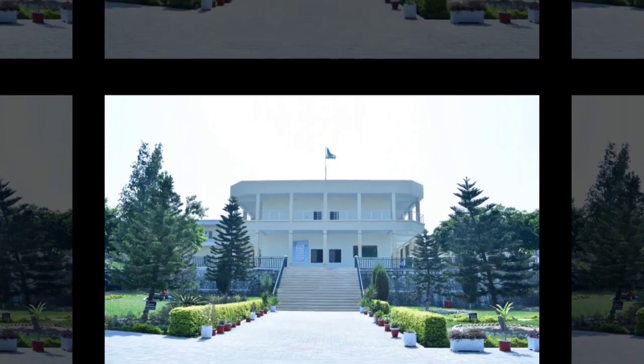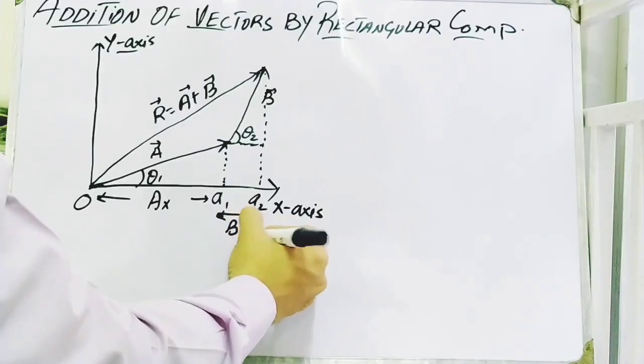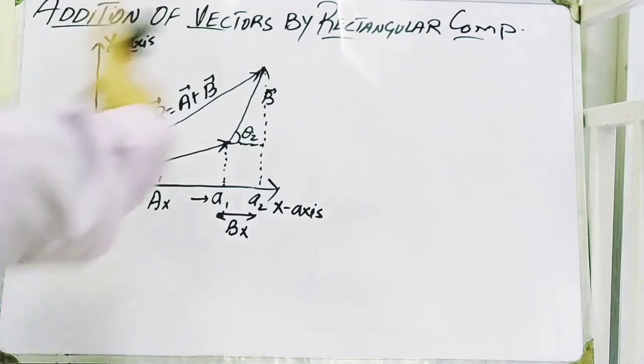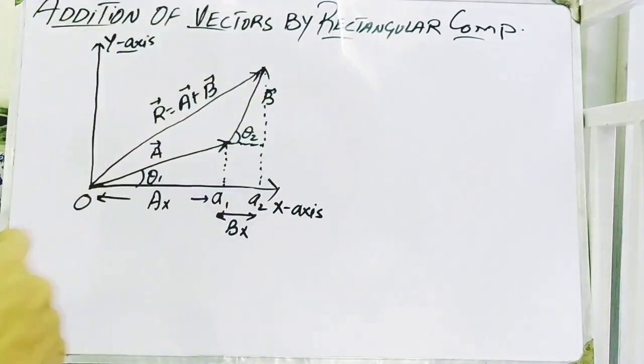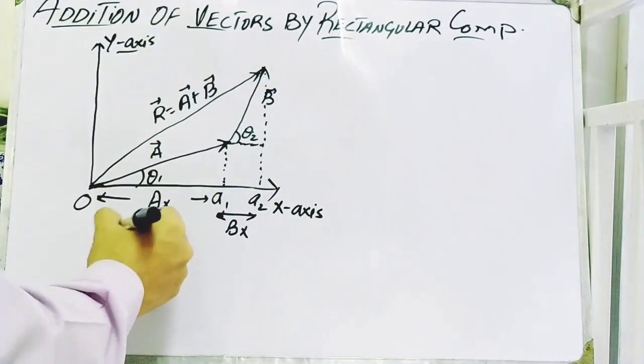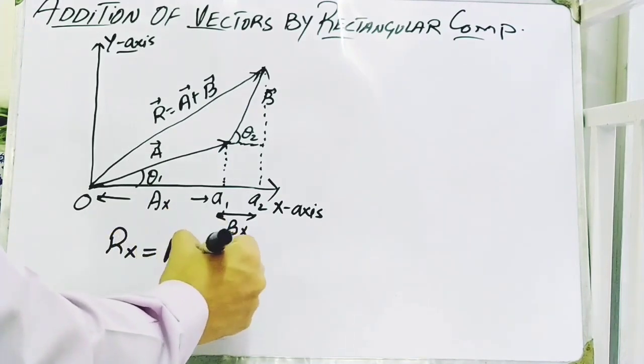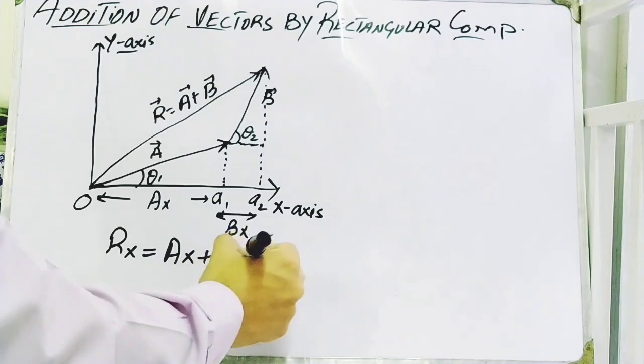Admission open. We are going to discuss two vectors and find the x component of the resultant of all the given vectors. So Rx will be equal to Ax plus Bx.